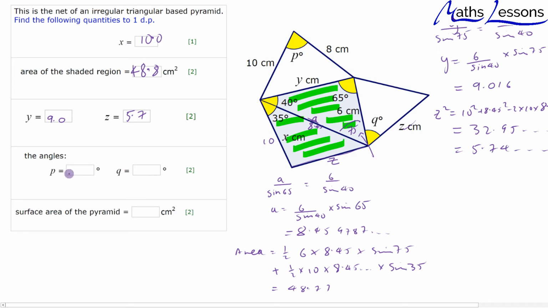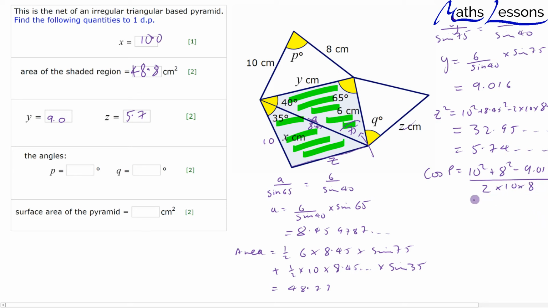Now to find the angles, P, we're going to use the cosine rule here. So to find P, we've got y now, so we can use the cosine rule. We don't have an opposite pair, we need another angle to find out. We don't know this angle, so we use the cosine rule. So we know that cos of P, just rearrange it, is going to be equal to this side plus this side minus that side. So we're going to get 10 squared plus 8 squared minus y, what was it, 9.01 and the rest squared, all over 2 times 10 times 8.